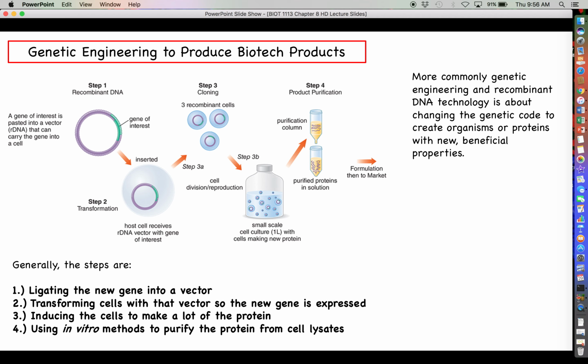So once we get to the point where we bust open the cells with lysis, we'll have to employ some in vitro methods to start purifying those proteins from the cell lysates. And that will be a topic that we tackle in a later chapter when we talk about chromatography and how to actually purify proteins.